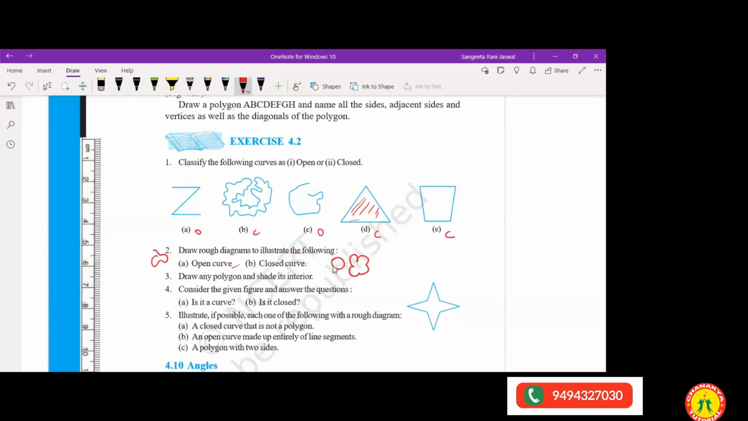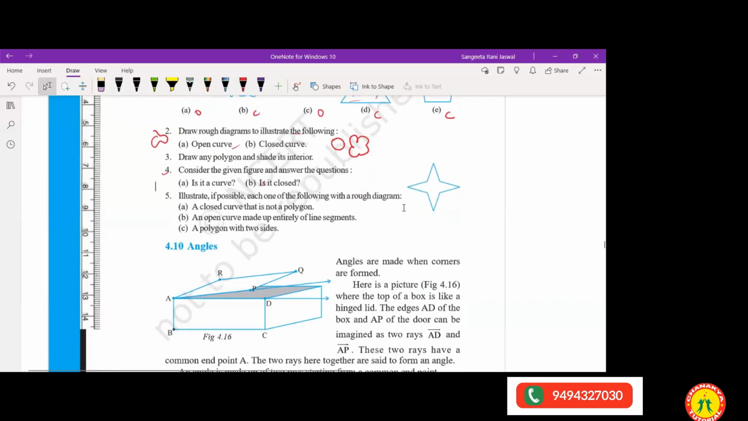Okay. See this question number 4. Children, pay attention. Question number 4. Consider the given figure and answer the question. Now, this is the figure given here, star-shaped figure. Is it a curve? No, ma'am, I can see the line segments. No, it's not a curve.